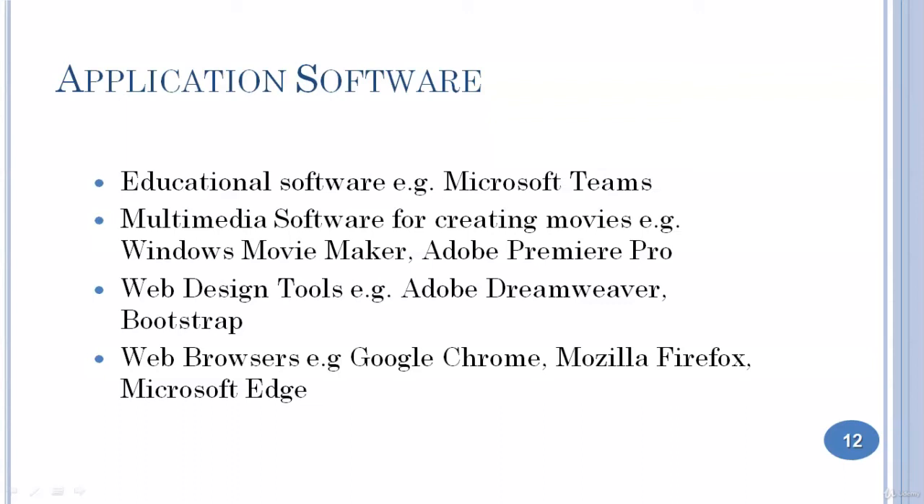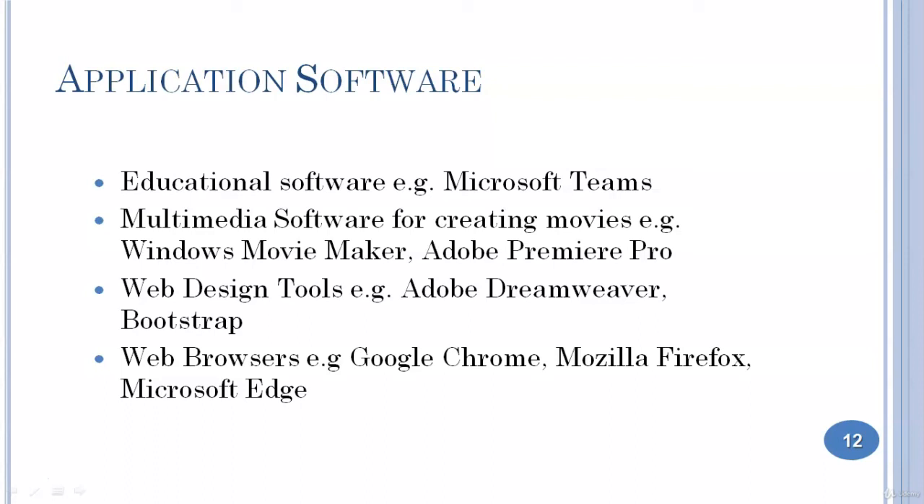Then you have multimedia authoring softwares for creating digital movies, and examples of multimedia softwares could be Windows Movie Maker, and a very good example of multimedia software that is meant to create digital movies is Adobe Premiere Pro. Now we have different kinds of web design tools, and the two famous examples of such web design tools are Adobe Dreamweaver and Bootstrap.